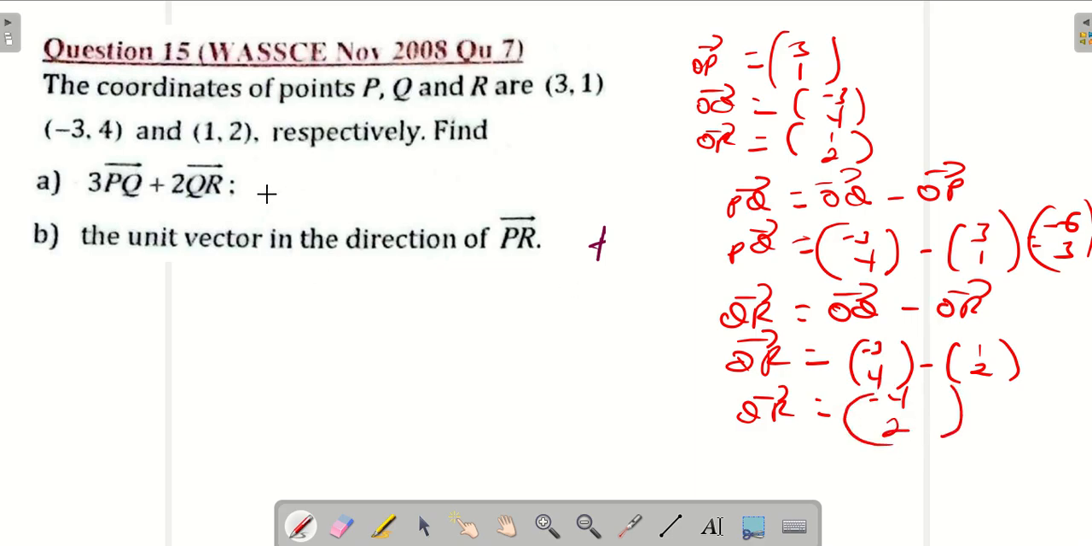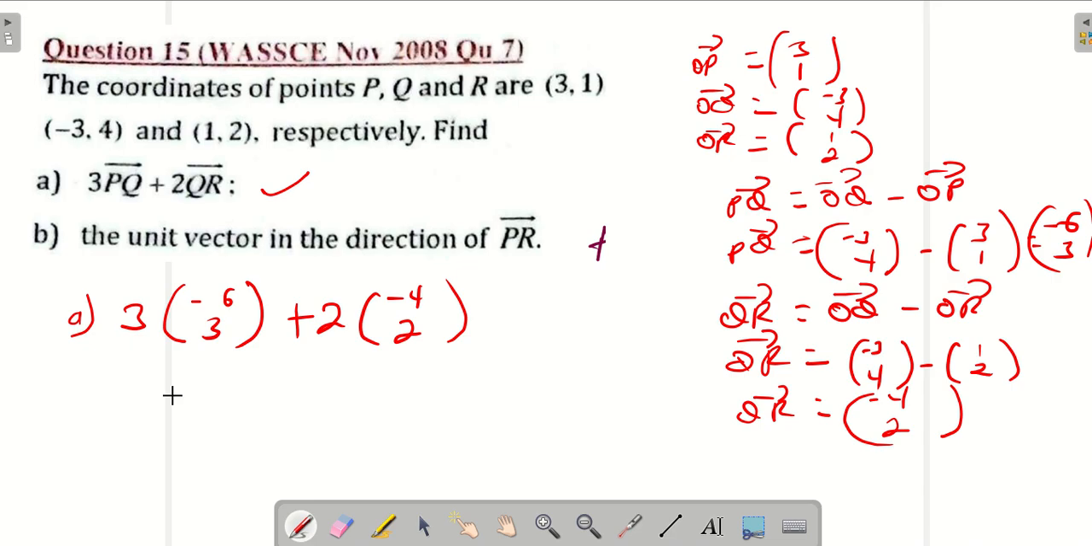Good. So now we can do the substitution as 3 times PQ, which is (-6, 3), then plus 2 times QR, which is (-4, 2). Good. And the final answer is (-18, 9)? What? QR is what? Are you sure? So the answer will be (4, -2), right?